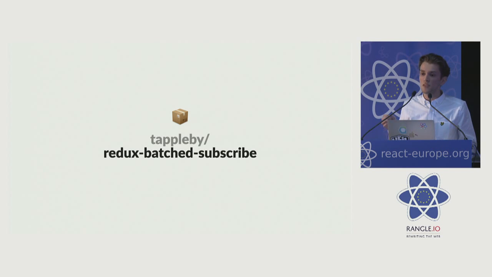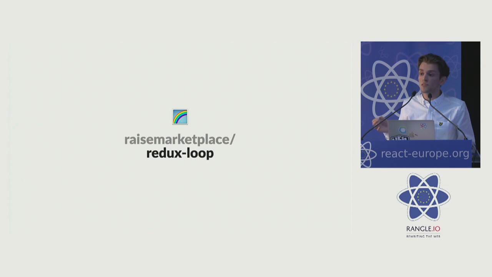For example, this enhancer lets you debounce the calls to the subscribers. So if you dispatch many actions in a row, they are going to be debounced, and the subscribers are only going to be called once. There is an enhancer that implements Elm architecture in JavaScript, which lets you return side effects from reducers, which is more functional than some people like, but it's cool that people have this kind of way of doing it with vanilla Redux and this enhancer.